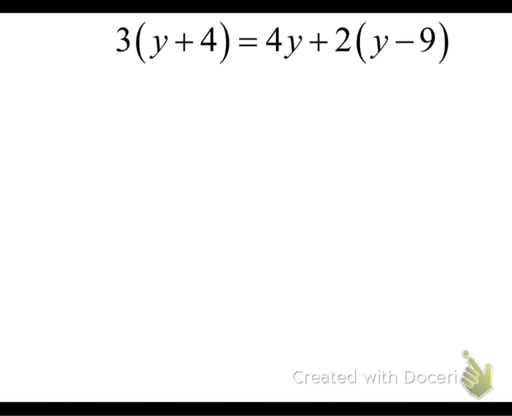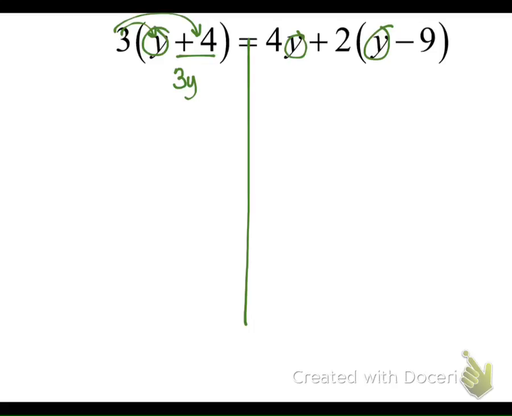So I'm going to go ahead and get mine set up here. The line, circle my variables. Did I get them all? Okay, so on my left side, can I distribute? Yeah. What number am I going to use to distribute? 3. Good. So 3 times y, then 3 times positive 4. Positive 12.